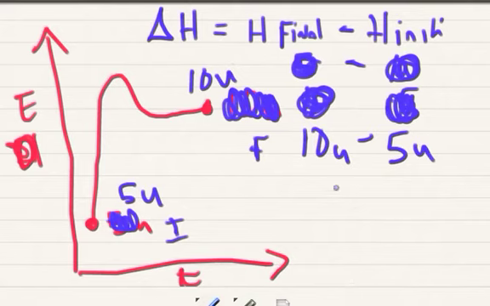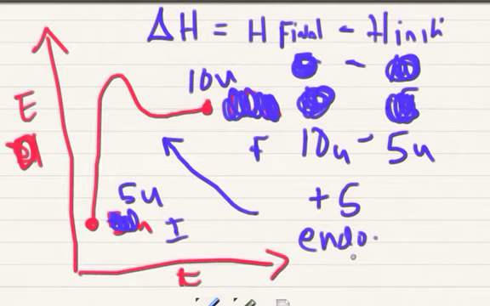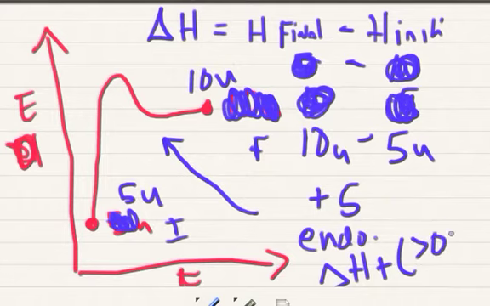So what has happened here? Well, 10 subtract 5 is positive 5 because energy is actually being added, and you have to add energy. So for an endothermic reaction, the delta H is always going to be positive, or probably a better way of putting that is the delta H is going to be greater than 0. It's going to be a positive value.